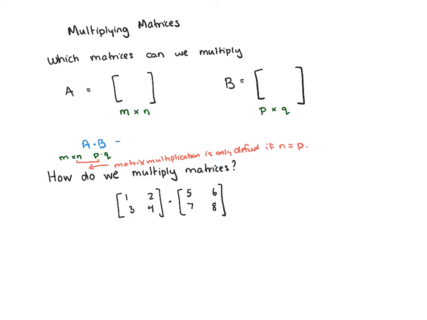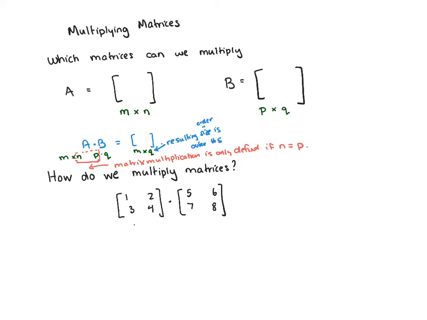Then I'm going to get out some matrix here, and the size of that outer matrix, right, so this N and P, we're going to hope that those are equal. If they are equal, the resulting size is going to be given by those two outer numbers. So the inner numbers must be equal, and then the outer numbers will tell you the resulting size or order. Okay, so first let's check that we can multiply the two matrices below, and then we'll talk about how to multiply them.